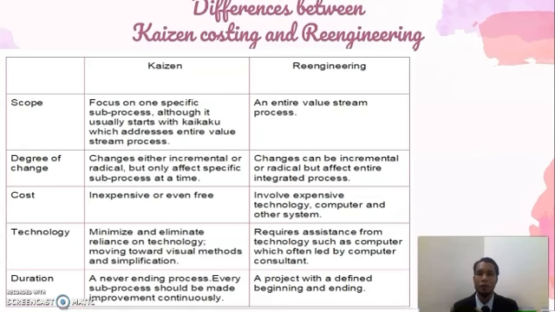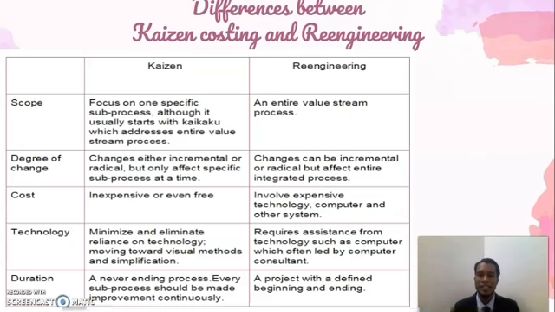Next, for Reengineering, cost is high because it involves expensive technology, computers, and other systems. For the technology, Kaizen minimizes and eliminates reliance on technology, moving toward visual methods and simplifications, while Reengineering requires assistance from technology such as computers, which is often led by computer consultants.